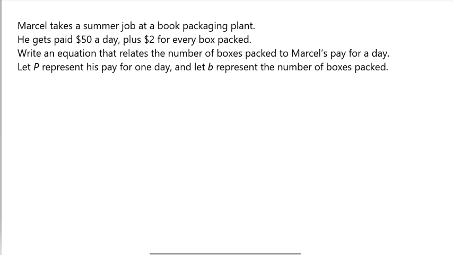So if we want to write that in equation form, we're going to say that the total pay is equal to 2 times the number of boxes he packs plus $50. So again, the $50 doesn't change, that's why it's not with a variable. The $2 is for every box, so that's why it goes with the B. So that would be an equation that represents the situation.